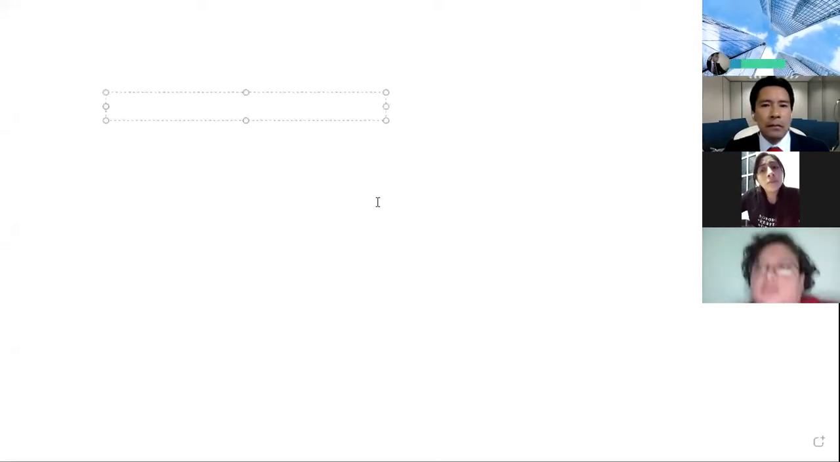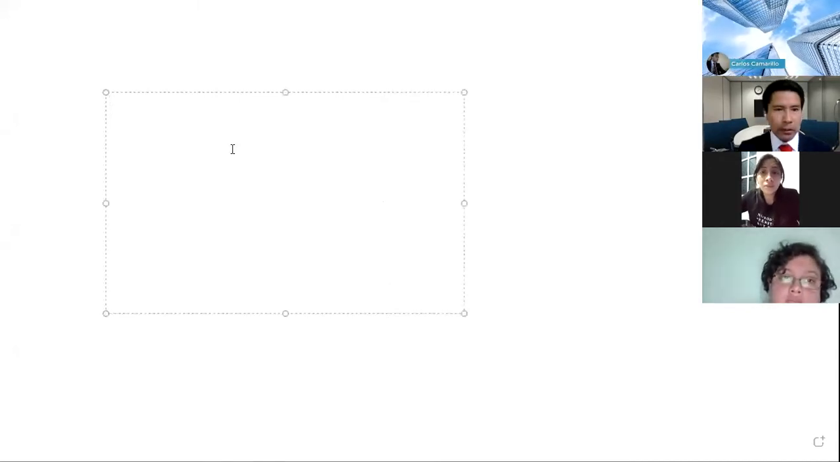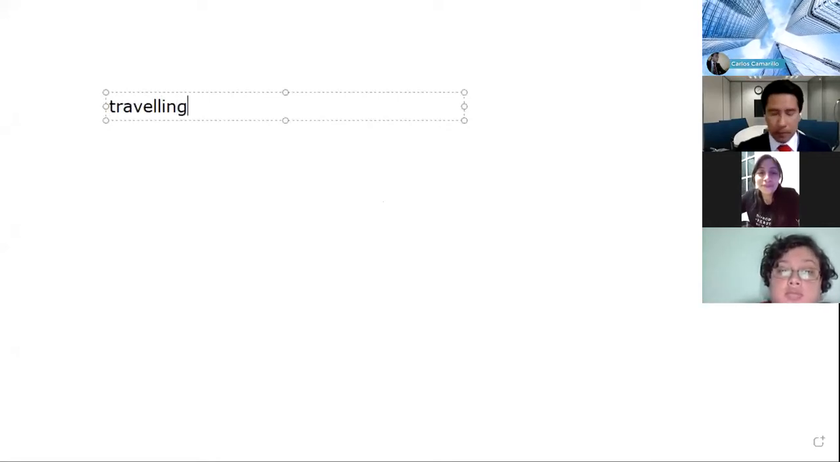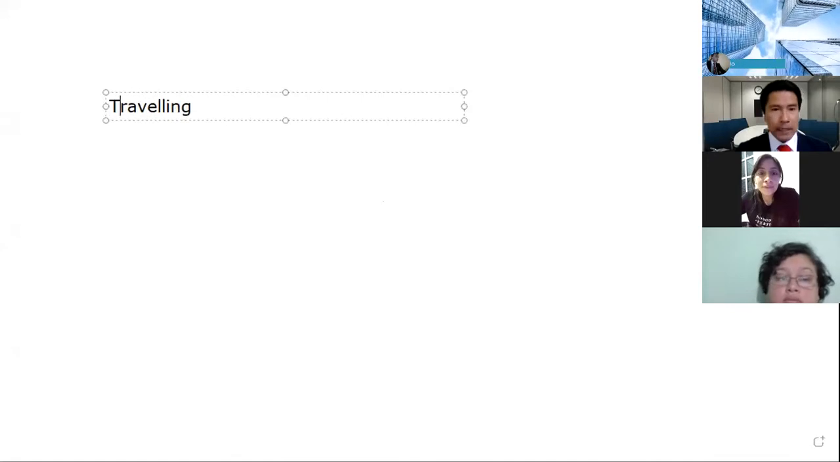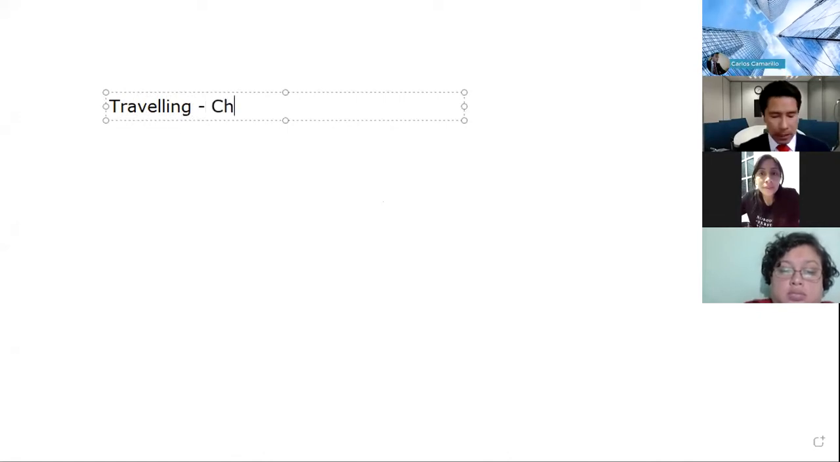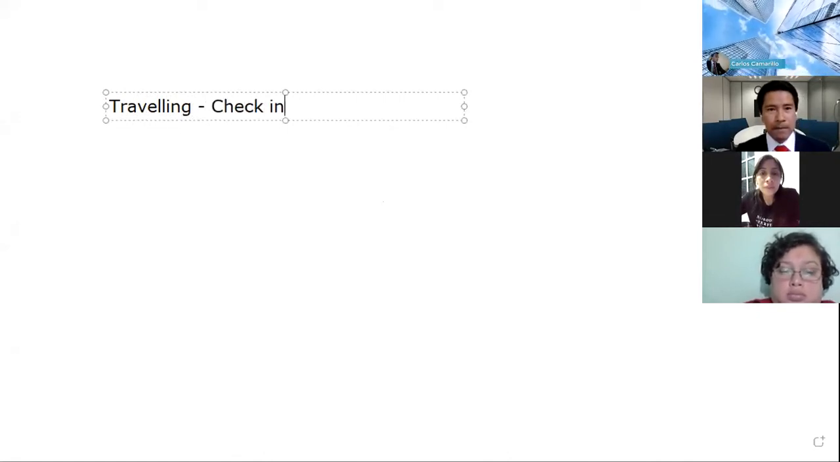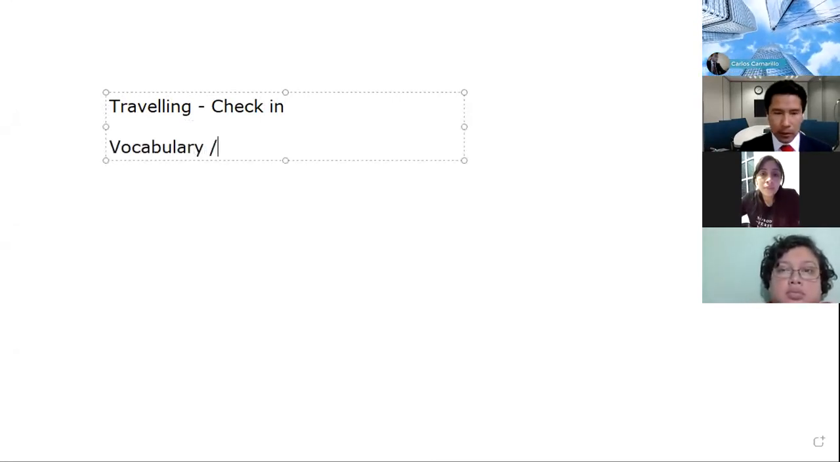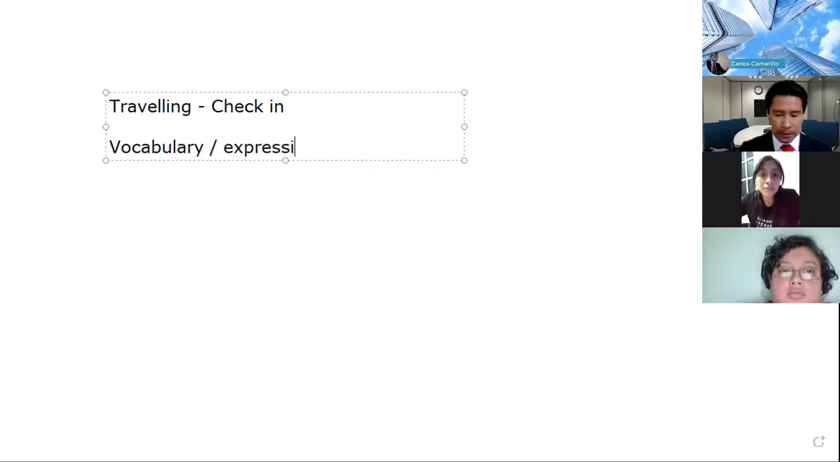Here we have the opportunity to write down here. Okay, you like traveling, so we are going to choose traveling, the general situation. We're going to choose only one mini situation about traveling, checking in. Now let's think of some possibilities of vocabulary or expressions. Please, teachers, can you help me here?